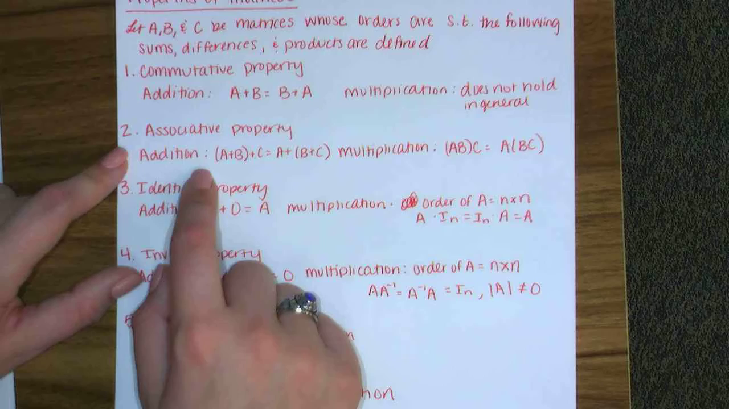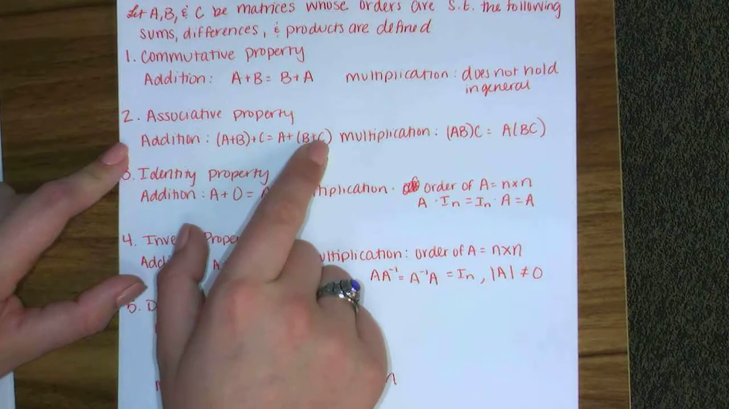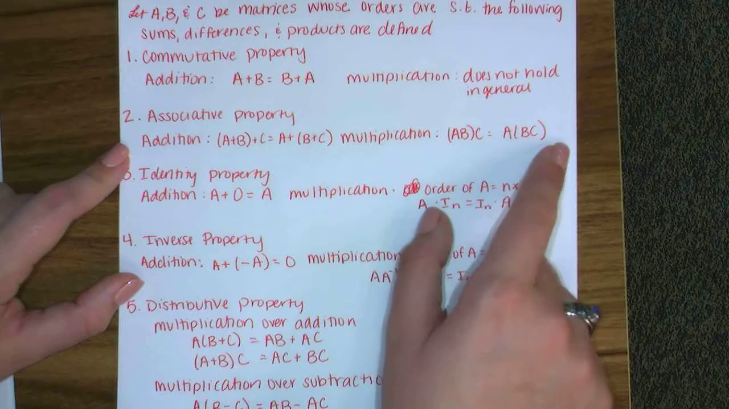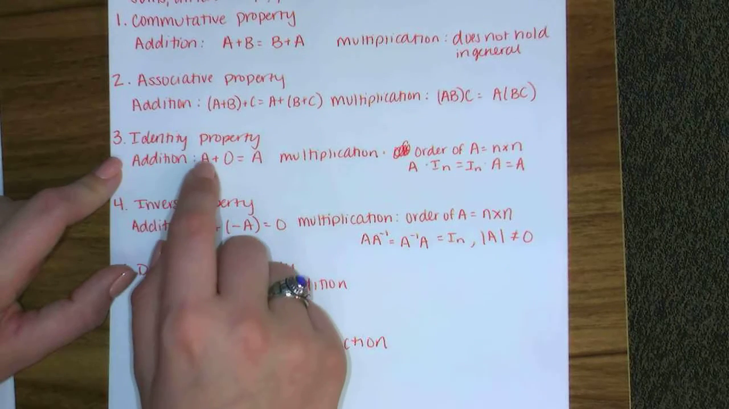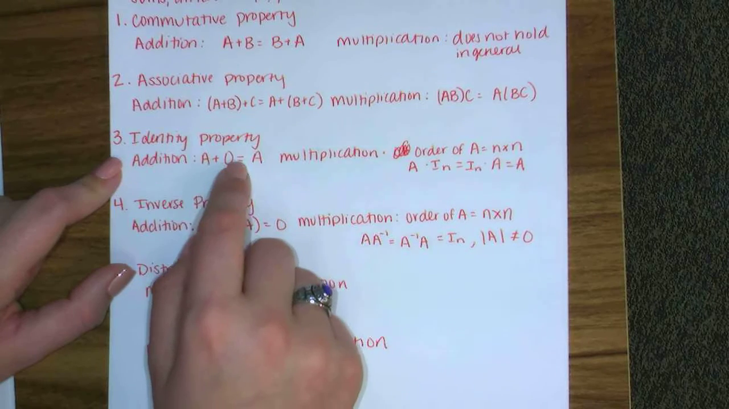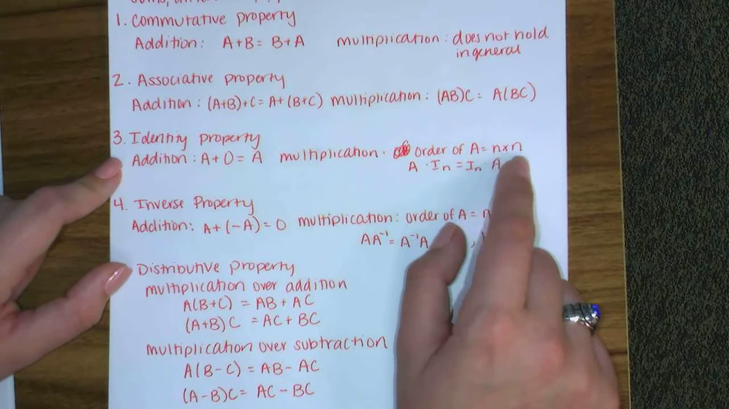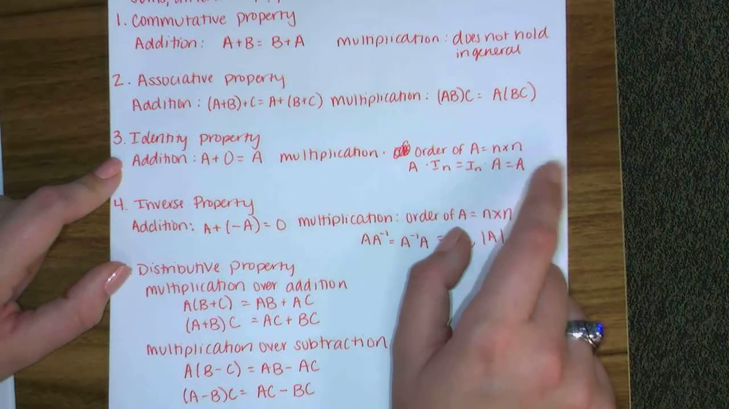Associative property: A plus B plus C is equal to A plus B plus C, and the same for multiplication, A times B times C is equal to A times B times C. Identity property, we already talked about these. If we add matrix O, the 0 matrix, to A, we just get A. Because we're multiplying, you still have to have the same order, but A times the identity matrix is equal to the identity matrix times A, which comes out to just be A.